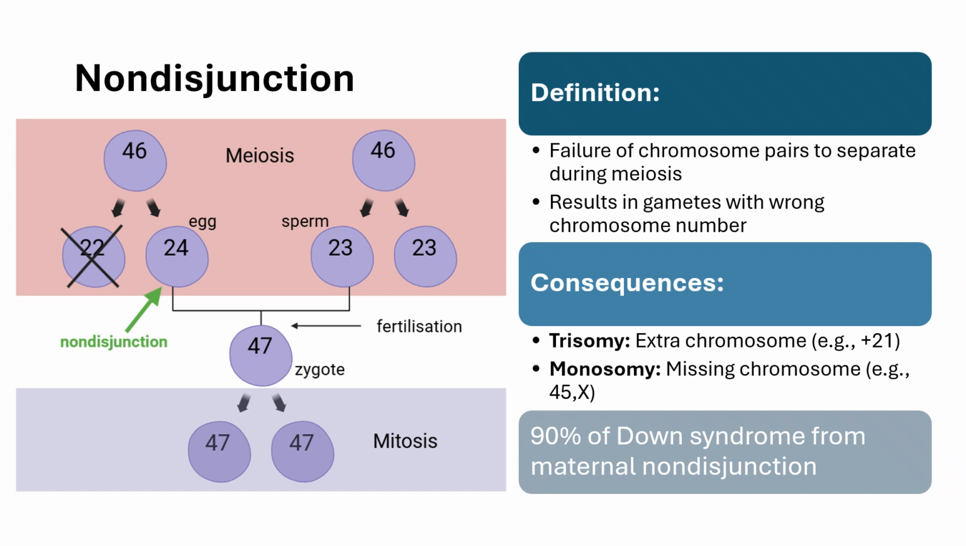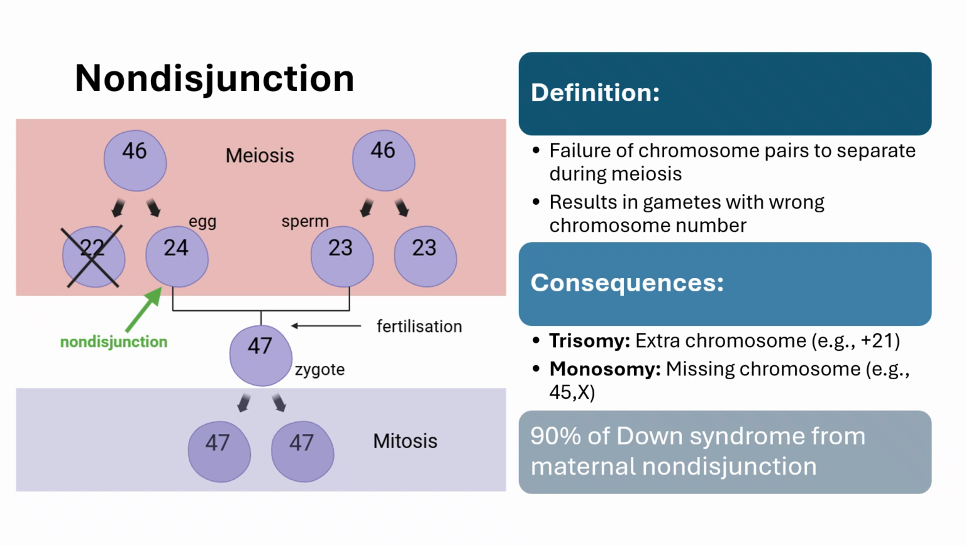This failure creates gametes with abnormal chromosome numbers. One gamete receives both chromosomes from a pair, 24 total, while the other receives neither, 22 total. When fertilization occurs, these abnormal gametes produce embryos with chromosome imbalances. If a gamete with 24 chromosomes meets a normal gamete with 23, the result is trisomy, 3 copies of that chromosome, totaling 47. Conversely, a gamete missing a chromosome creates monosomy, just 1 copy, totaling 45.